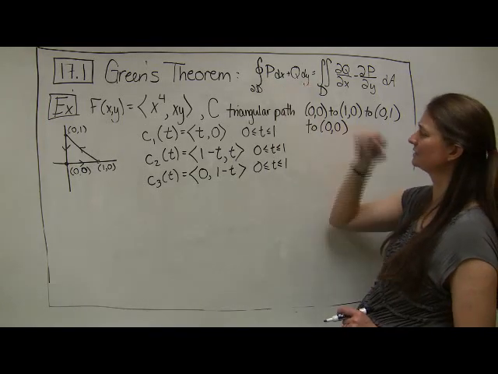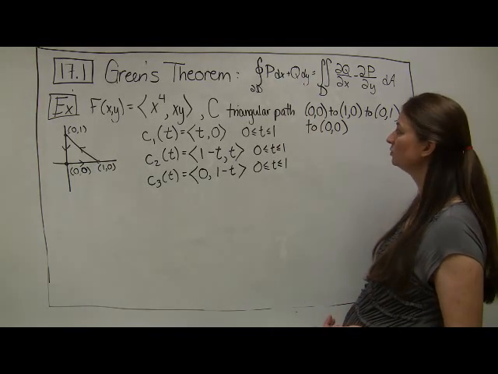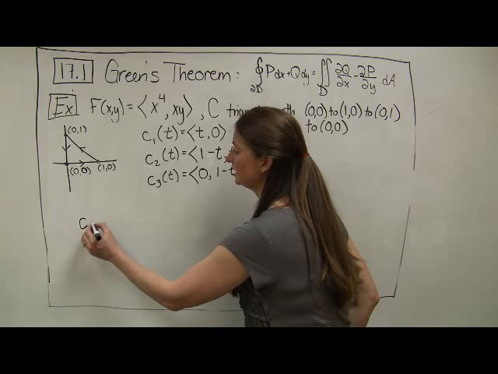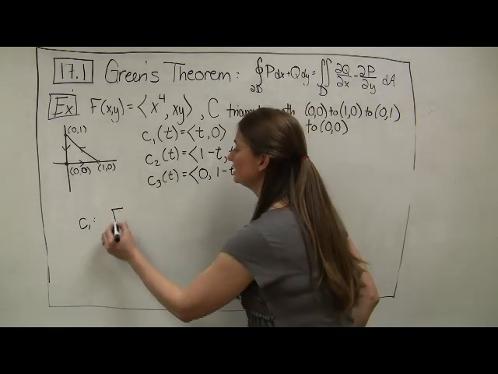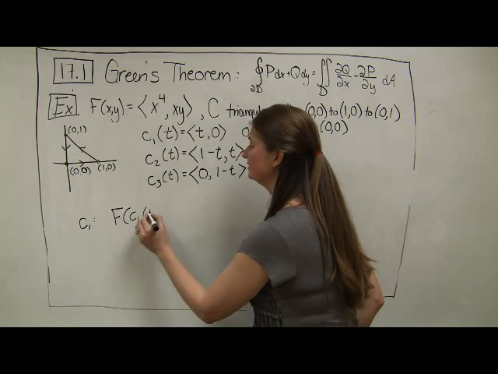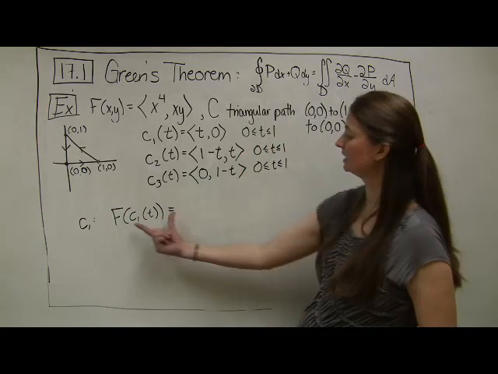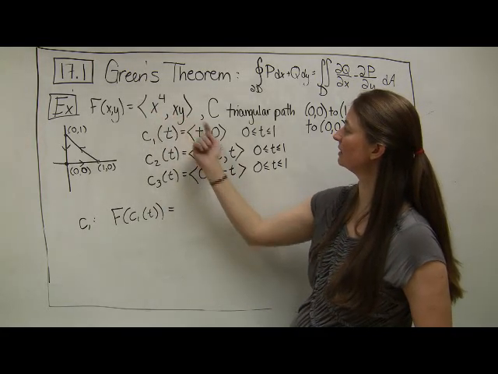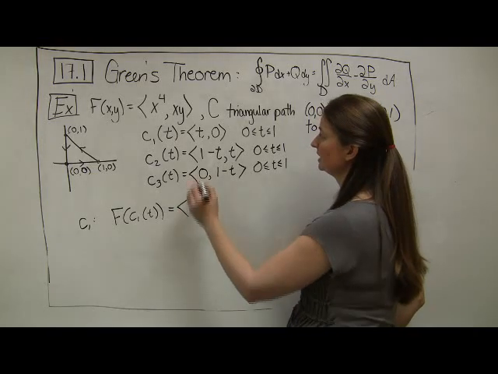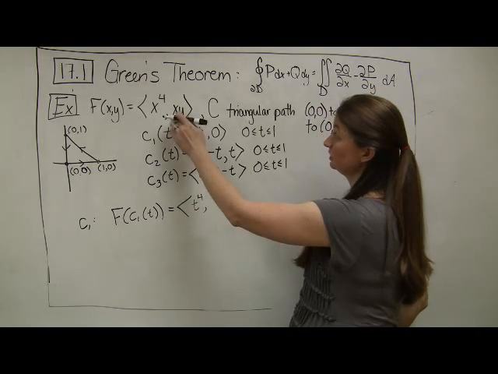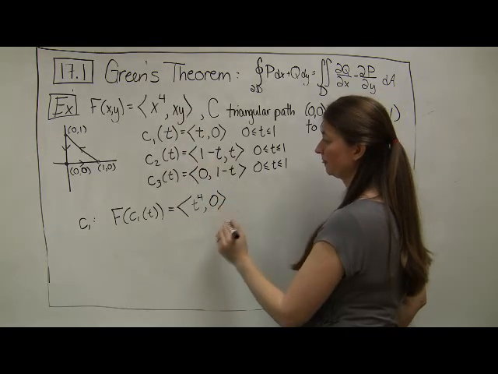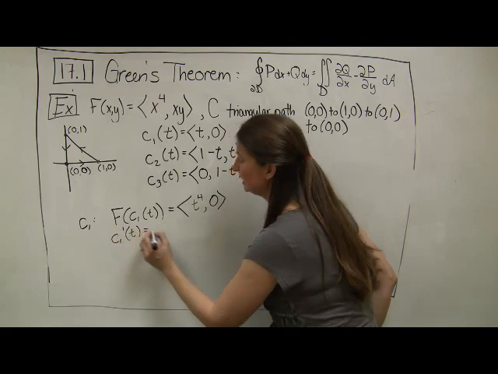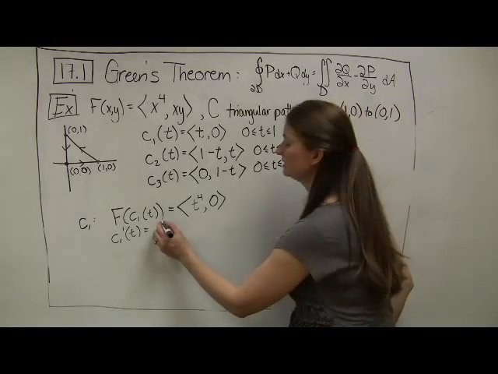So how can I interpret this and turn this into a line integral? Recall, what is our line integral? We're going to have to do it piece by piece. So let's look at the first path, the C1 path, and look at what is f of C1 of t. In this case, I'm going to plug in C1 of t, where my x's are t and my y's are 0. So this just becomes t to the fourth, comma 0, because y is 0. And my C1 prime of t is the derivative of this path, which is just the (1,0) path.